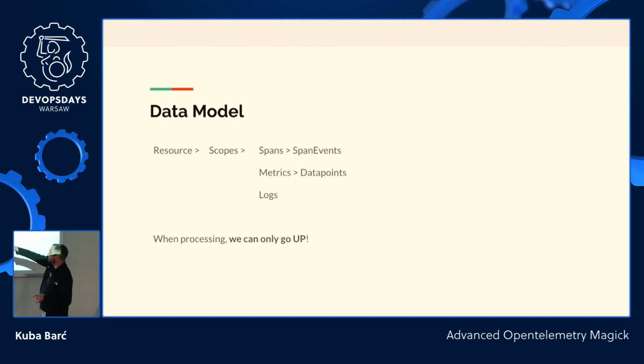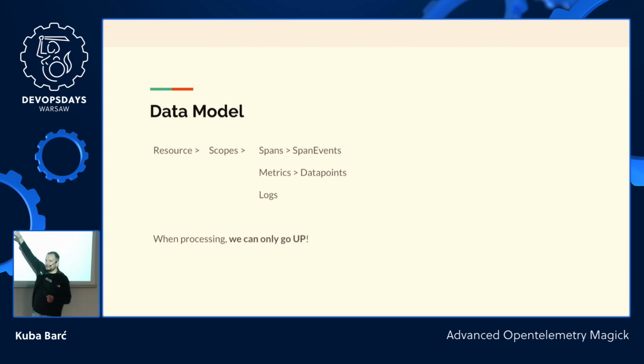So again, resources have scopes. Scopes can have spans. You can have your metrics and data points in your scope, and you can have logs. An important thing is that when processing, you can always go up. So if you're rewriting your spans, you cannot access your span events, but you can access your scope and resource.